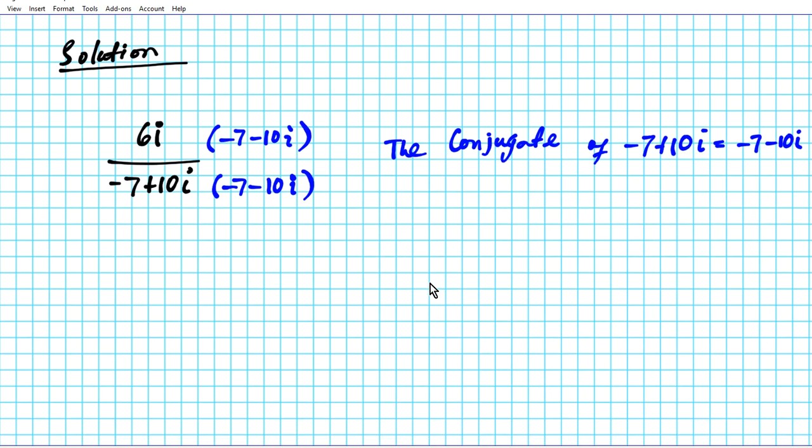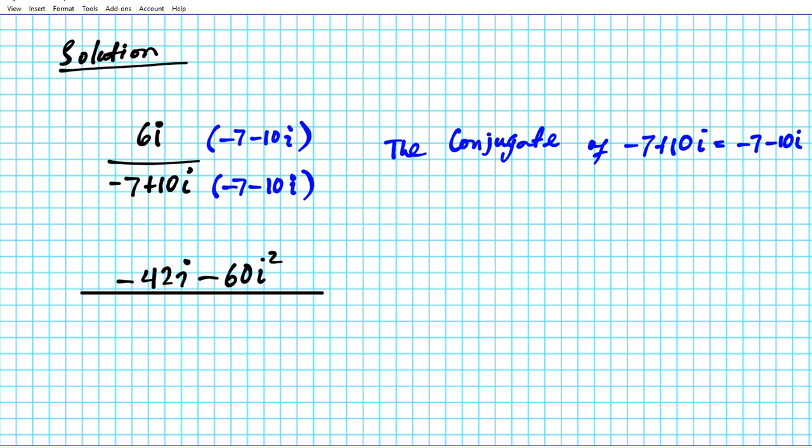Alright, so we're going to go ahead and distribute. In the numerator, if we distribute 6i across those two terms, we're going to have negative 42i minus 60i squared, divided by, in the denominator, we're going to FOIL it out. First, outer, inner, last, just like we're multiplying two binomials.